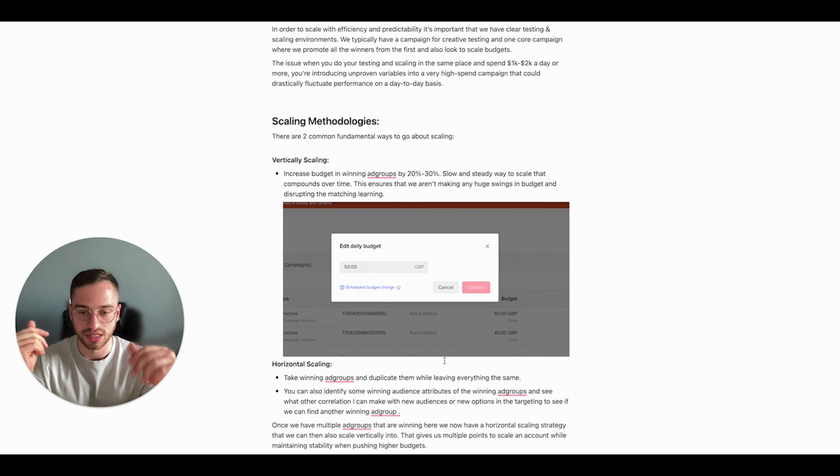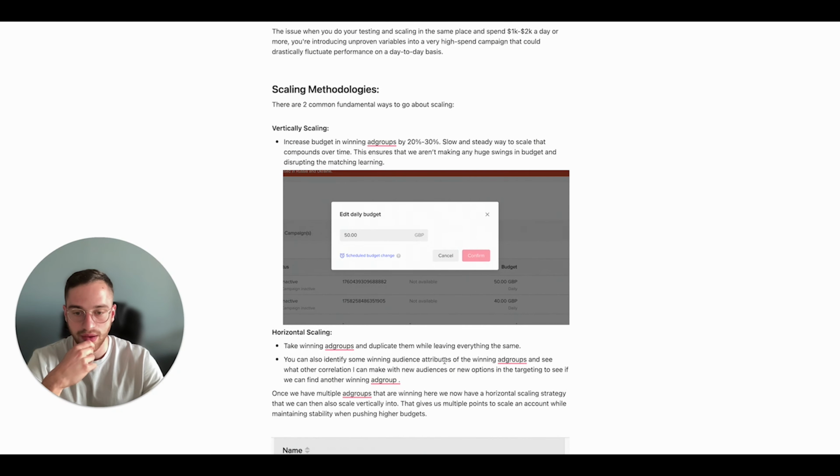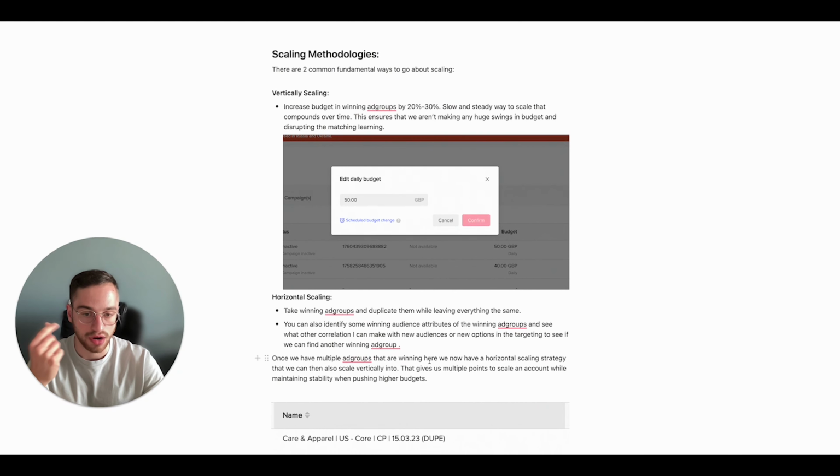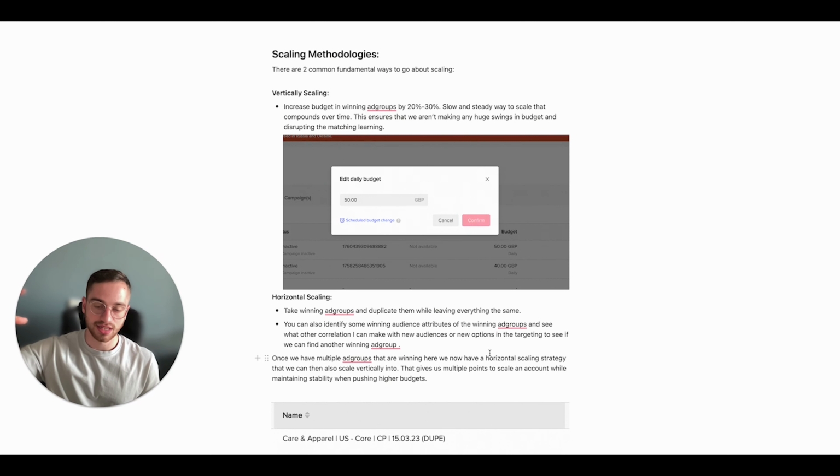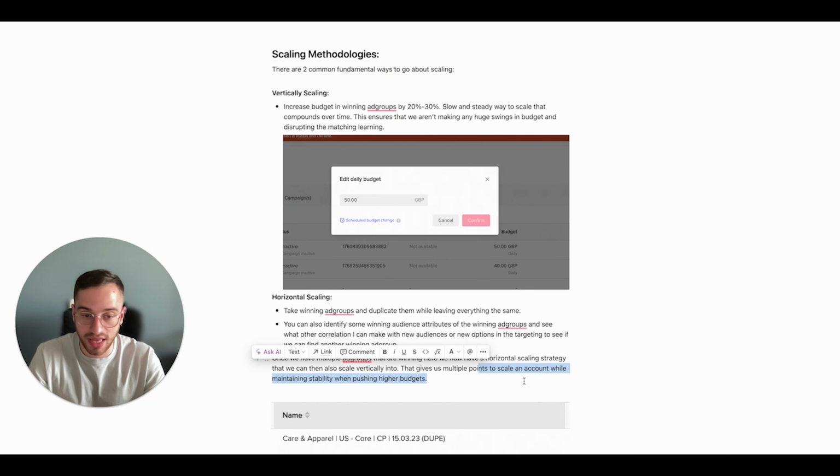After a point, I've seen things break much easier. Again, once you have multiple algorithms that are winning, we now have a horizontal scaling strategy that we can also then scale vertical into it. So when you have multiple ad sets, duplicate it, then you can actually vertically scale each one in a sense. That gives multiple points to scale an account while maintaining stability and pushing higher budgets.